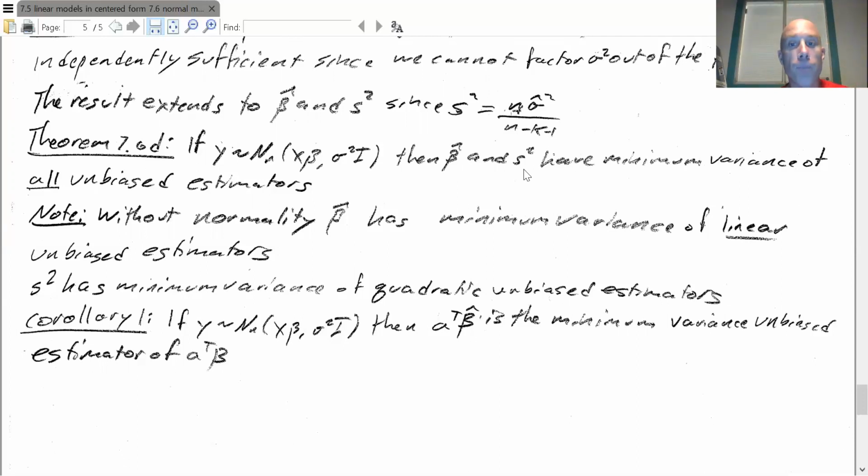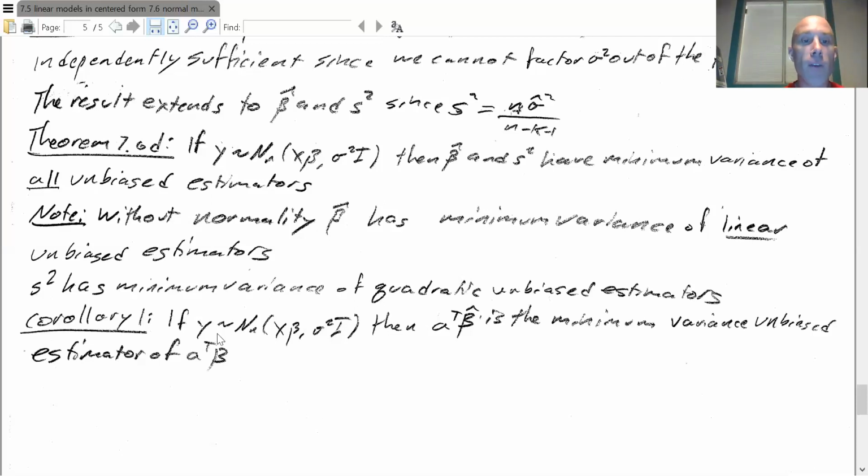All right, so without normality, beta hat would be minimum variance of all linear unbiased estimates. Without normality, S squared has minimum variance of all quadratic unbiased estimators. But if I go ahead and add on the normality assumption, it works out that these are going to be minimum variance of all unbiased estimates. That is powerful.